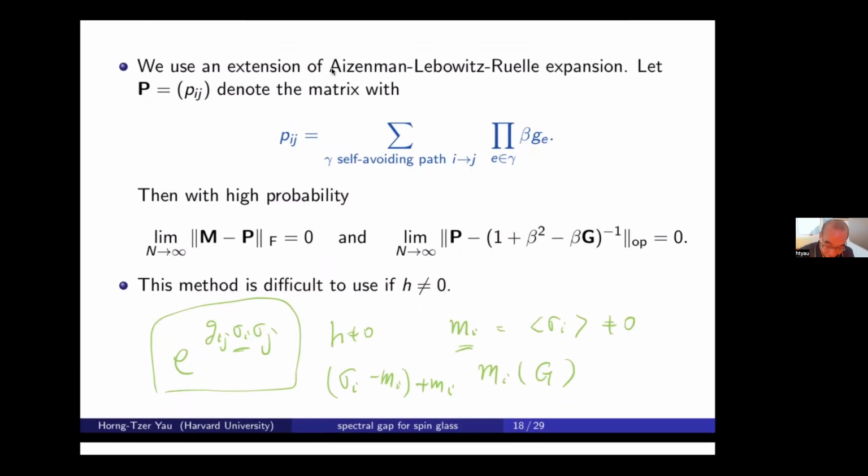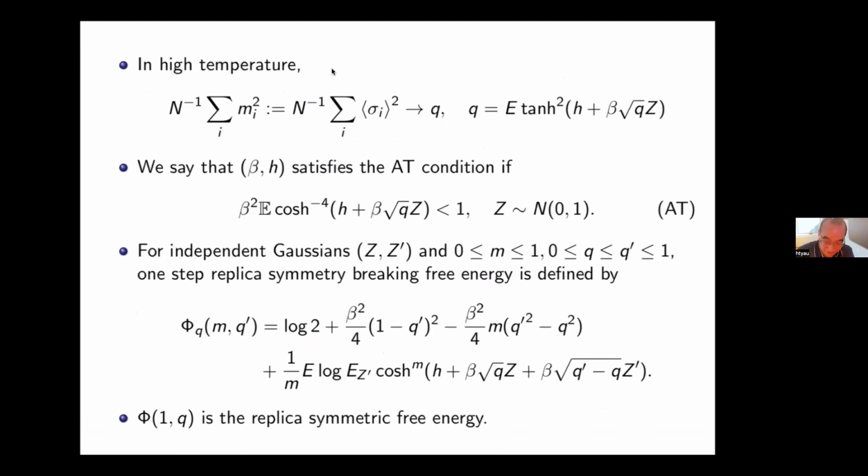So now let me explain what happens at high temperature. In a high temperature spin glass, the quantity q is defined as the average of the squared magnetization, m_i squared. This will converge to a q, and q will satisfy this equation. It's some sort of fixed-point type equation. So this magnetization will satisfy this equation.